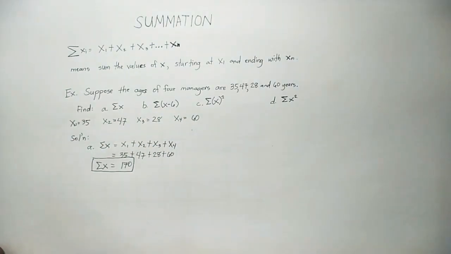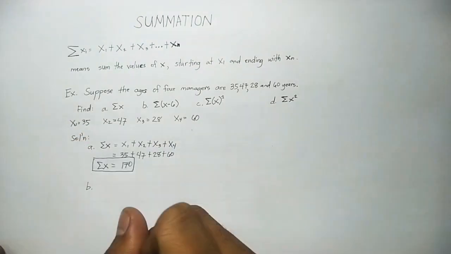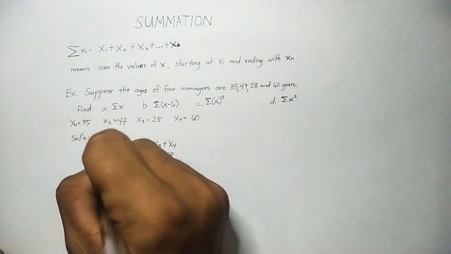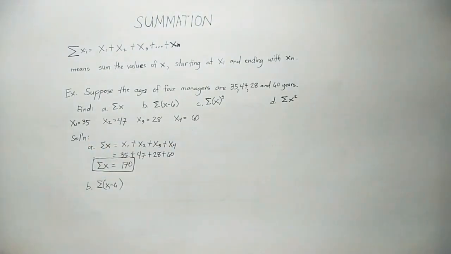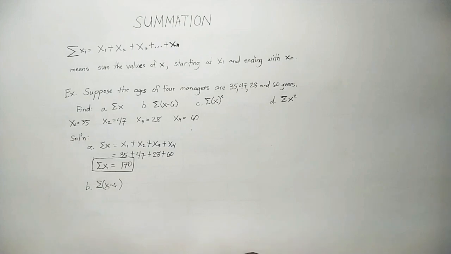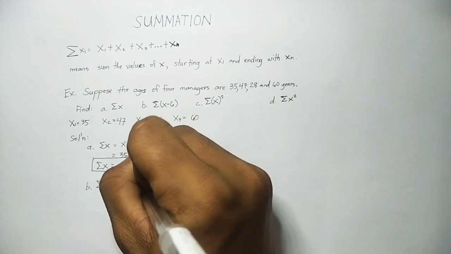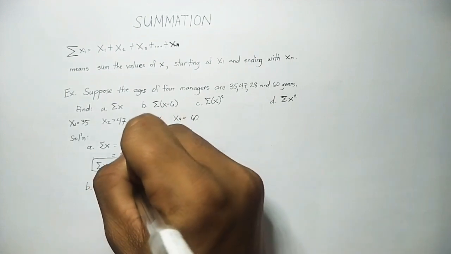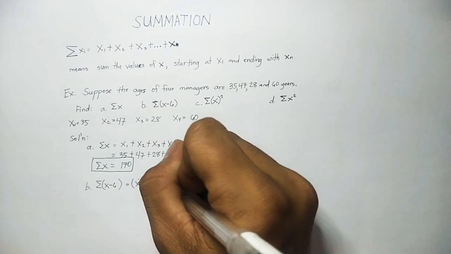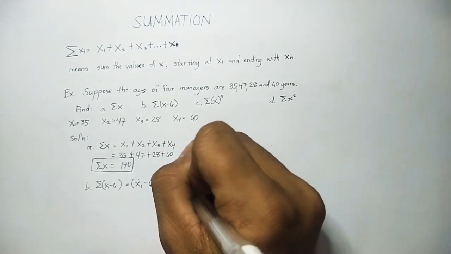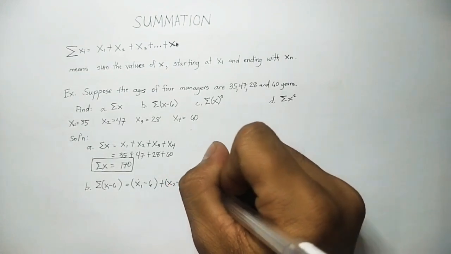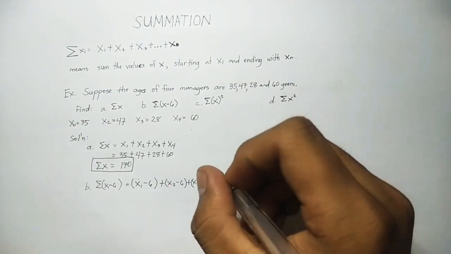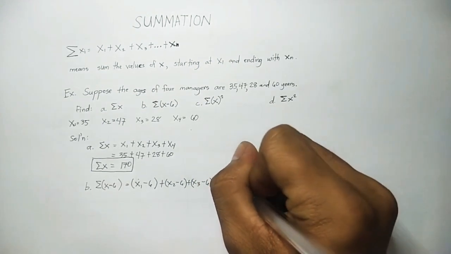Now, let's proceed to letter B. Paano ba kinukuha yung summation of x minus 6? Okay. X minus 6. So, first thing is, ano ba yung mga value ng x natin? So, we have x sub 1 minus 6 plus x sub 2 minus 6 plus x sub 3 minus 6 and then plus x sub 4 minus 6.